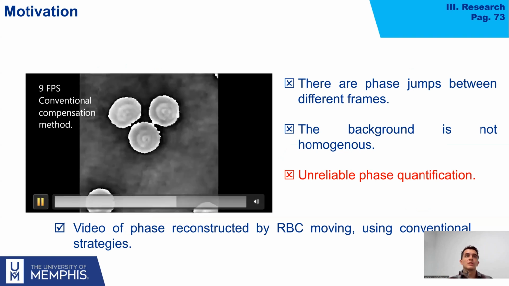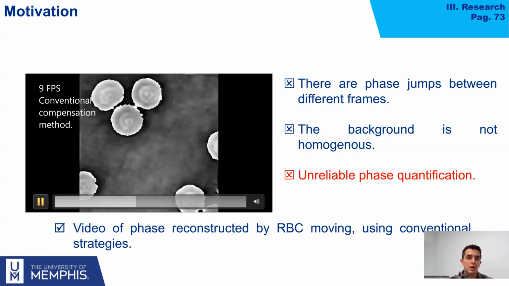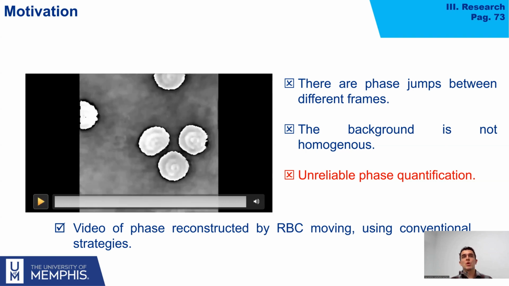So this is the conventional reconstruction method. They are phased out between different frames, you can observe. And the background is not homogeneous. So at the end of the day, we consider that this is unreliable phase quantification, right?